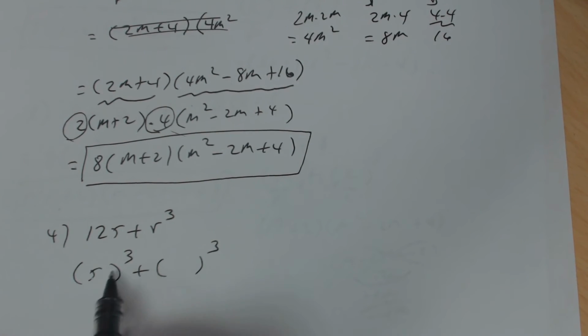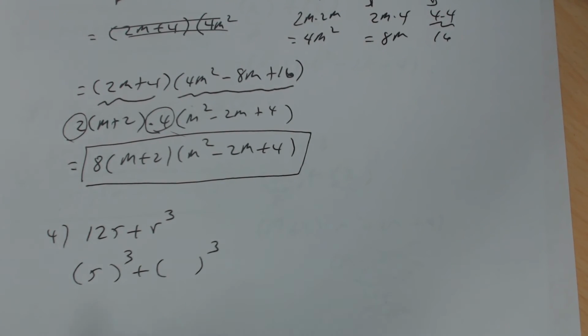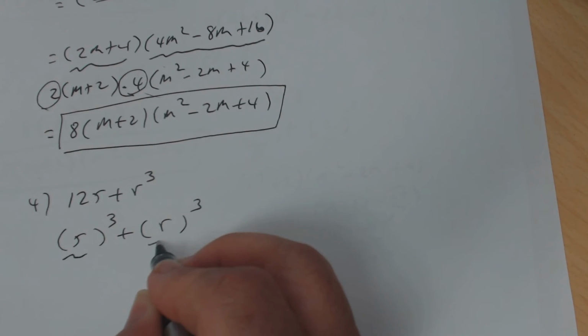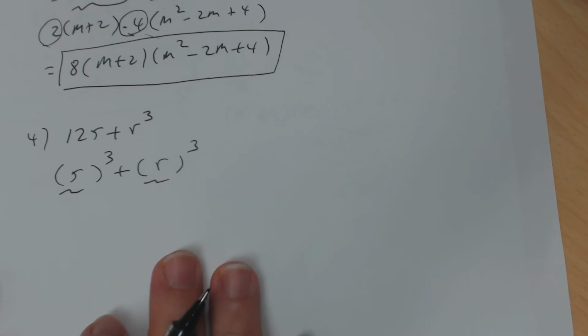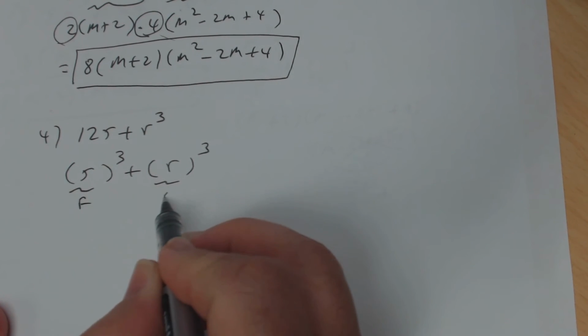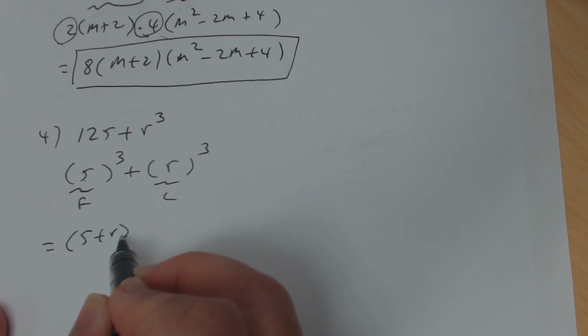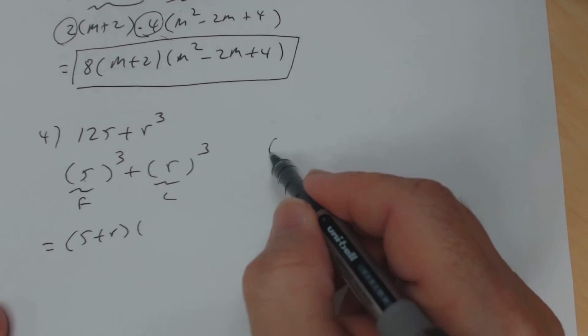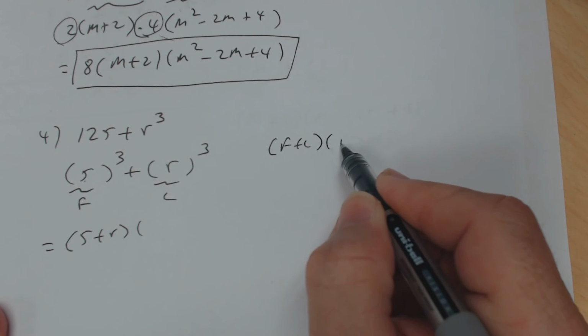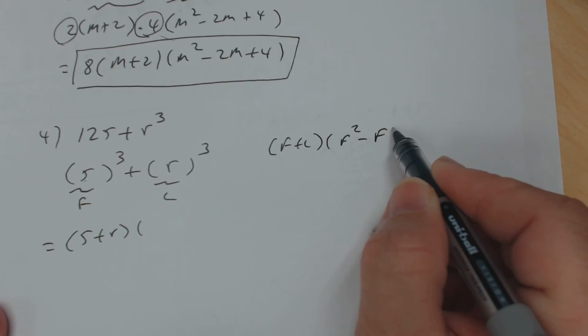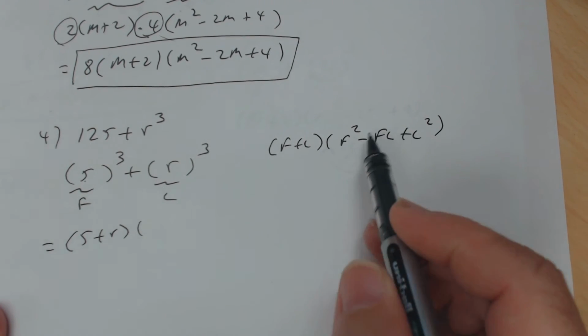And so 5 times itself 3 times is 125. R times itself 3 times is r cubed. So there's your F, there's your L, and then the rest is just straightforward. So it'll be F plus L, so 5 plus R, times, and remember this is F plus L times F squared minus FL plus L squared.